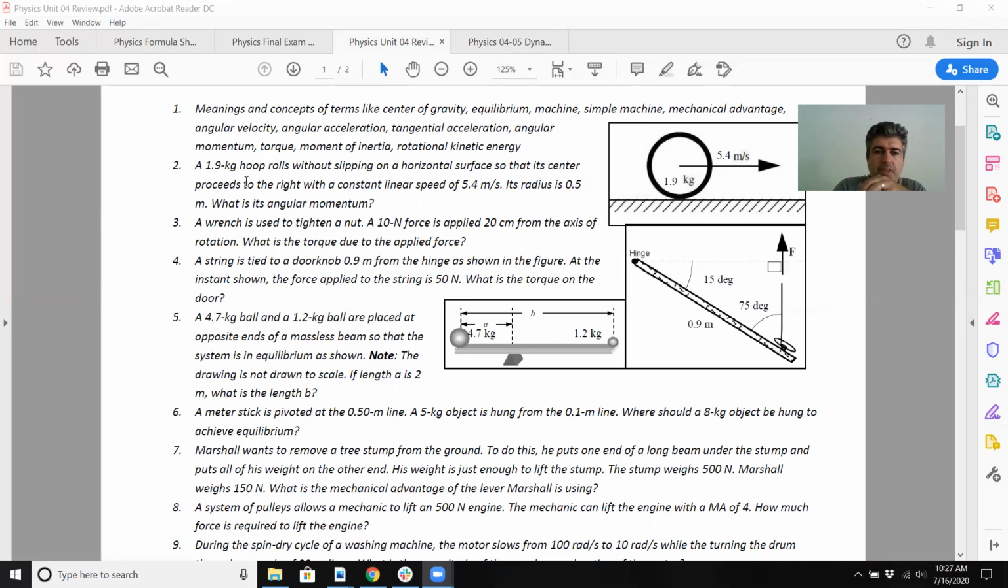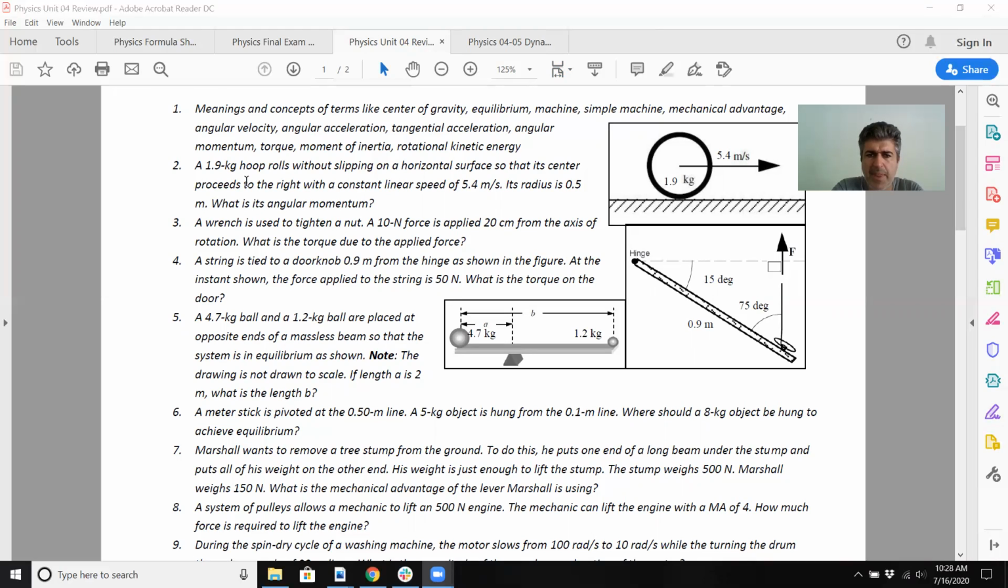A wrench is used to tighten a nut. A 10-Newton force is applied 20 centimeters from the axis of rotation. What does a torque do? Okay, well, we talked about torque. Torque is just force times radius. I guess we assume it's going at a 90-degree angle.